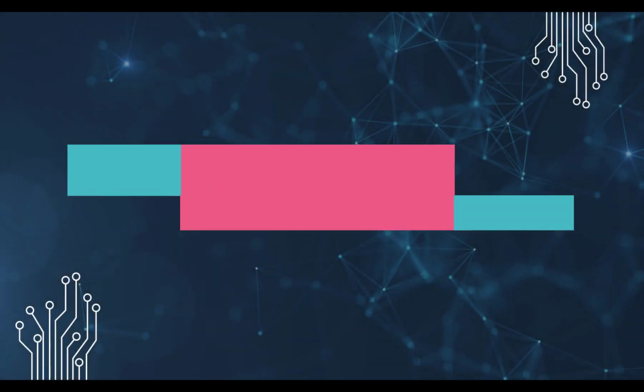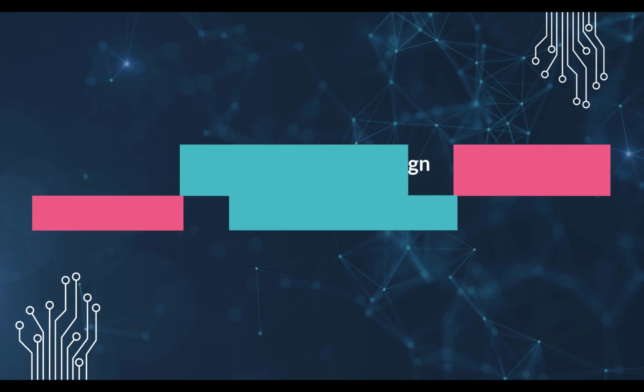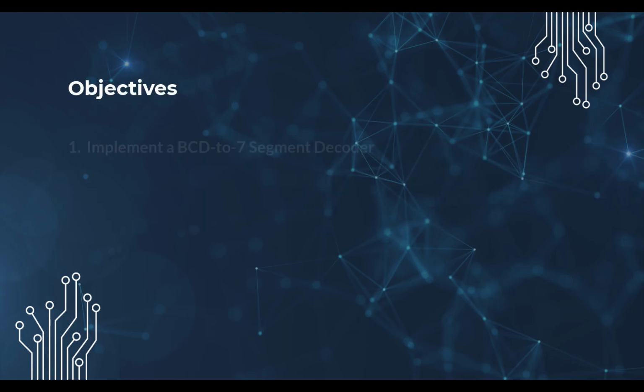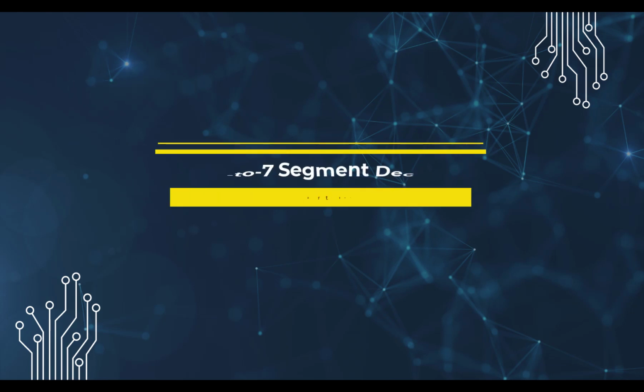Hi everyone, welcome to the second experiment of Digital Design Laboratory. This experiment has two parts. The first part is about designing and implementing a BCD to 7 segment decoder, and the second part is to simulate a 4-bit adder. Let us start with the first part, which is on BCD to 7 segment.